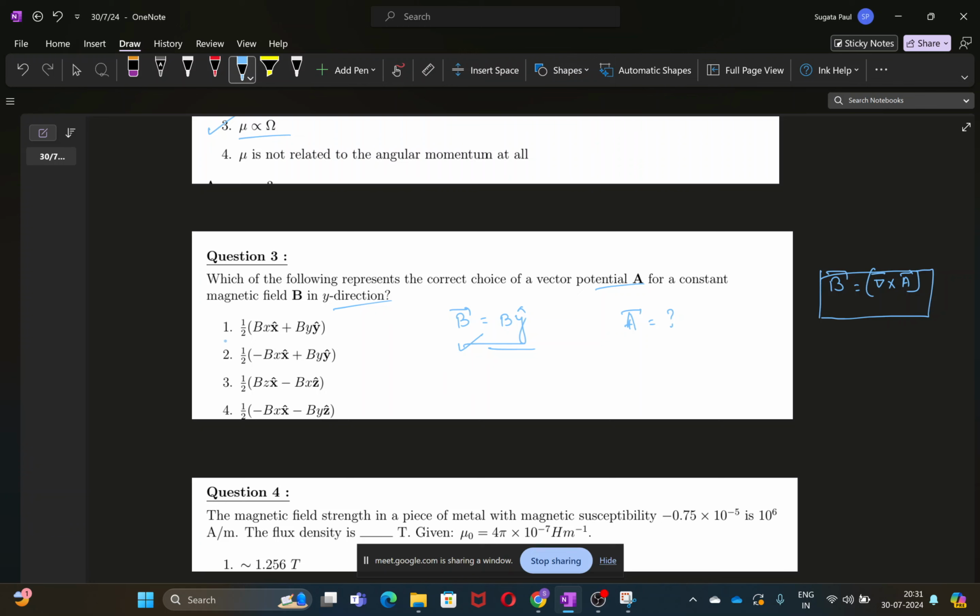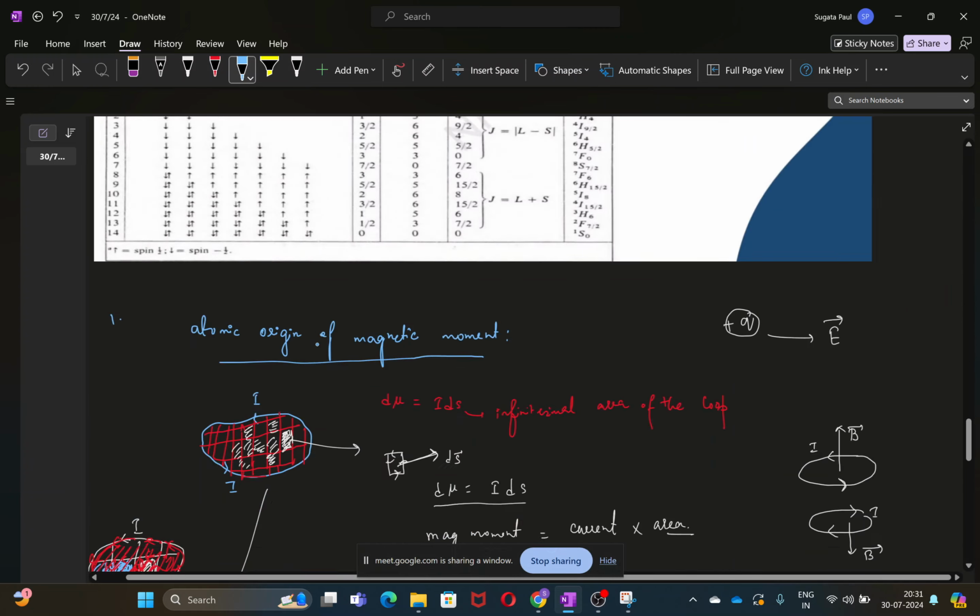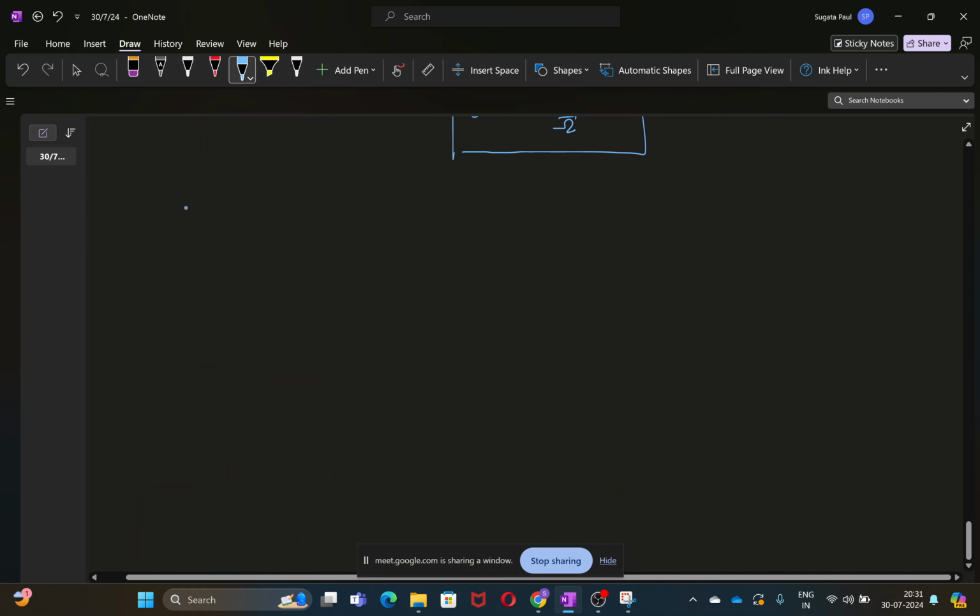So let us first try with the first option. I am not saying this is the right answer, I am just saying let us try taking a curl of the first option and see whether it can produce the magnetic field that is given in the question. So the A vector is given in this choice as half Bx x cap plus By y cap. So let us go to the blank page once again.